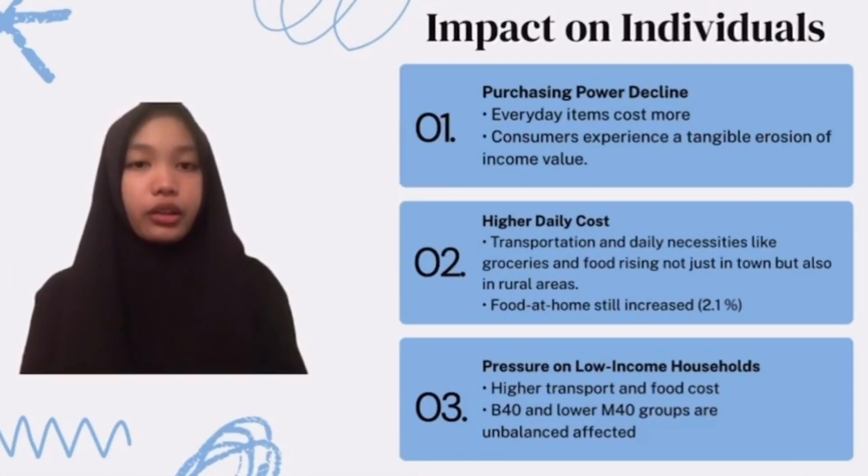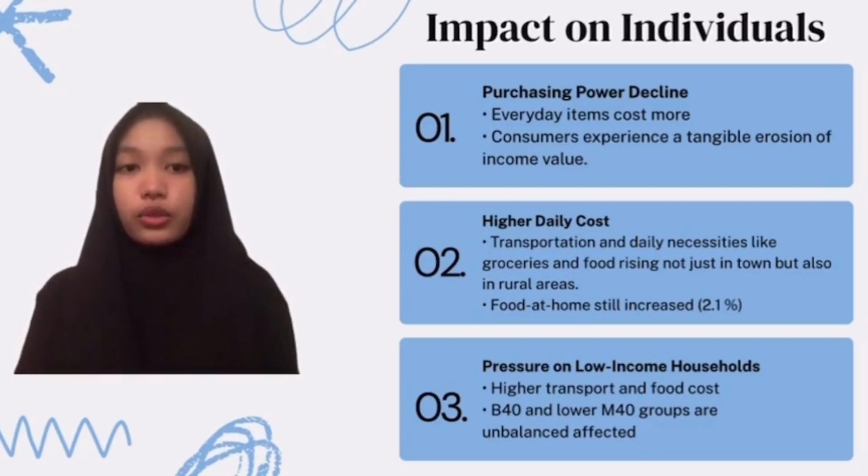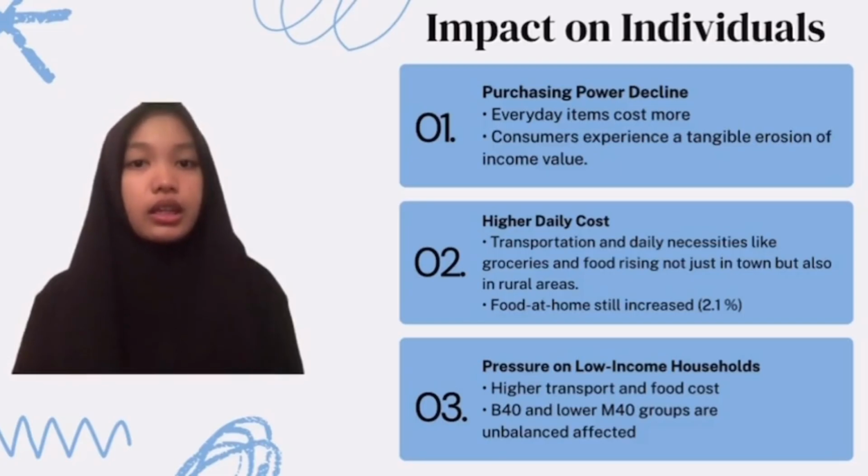Firstly, impact on individual. First point, purchasing power decline. Inflation causes the value of our money to go down. That means even though we're spending the same amount, we're getting less. Everyday items like groceries, toiletries, and even simple meals now cost more than before. So people actually feel their income shrinking.